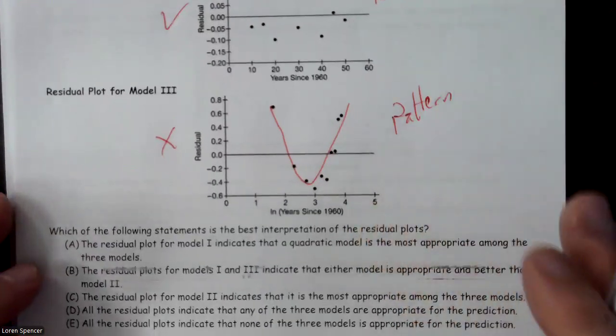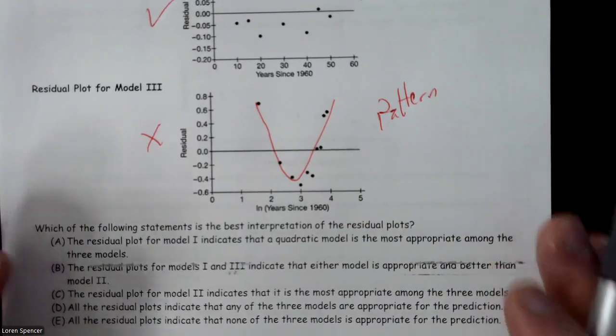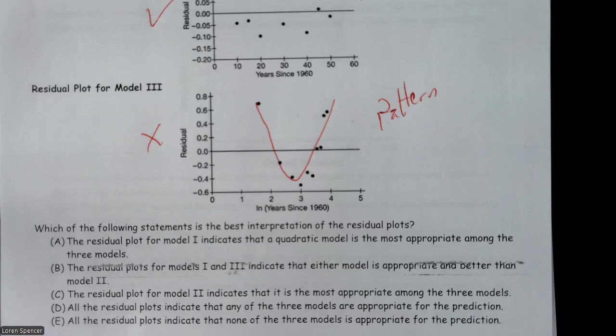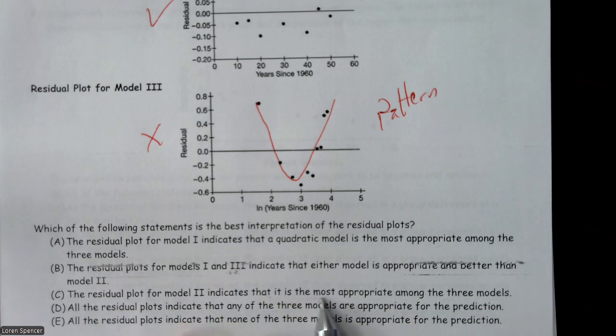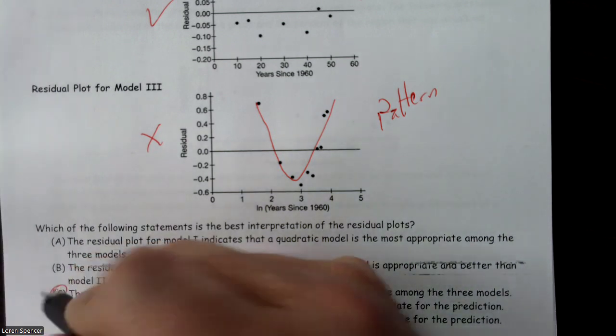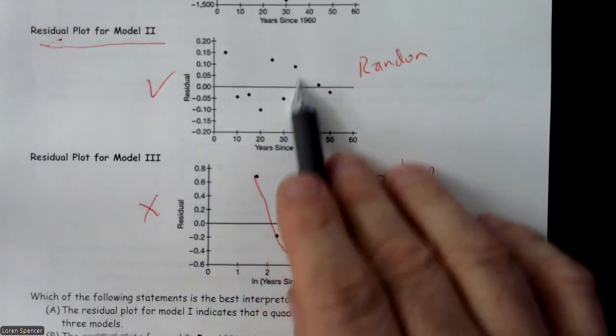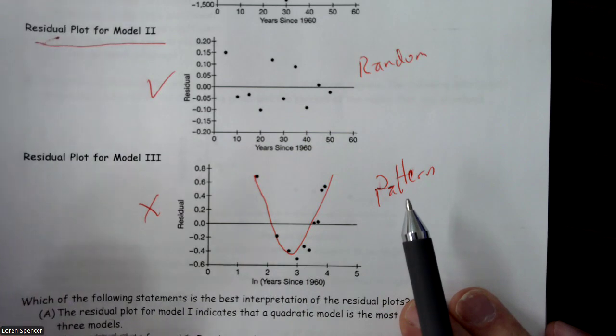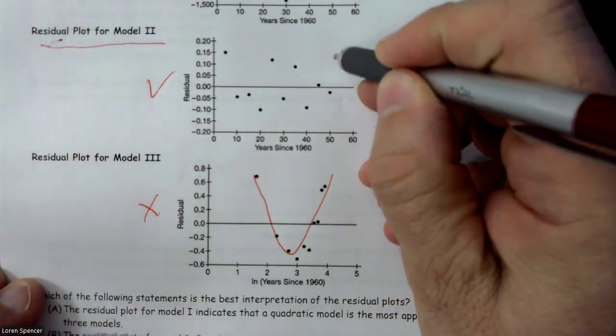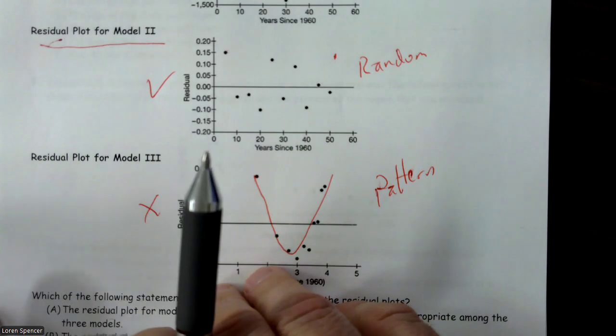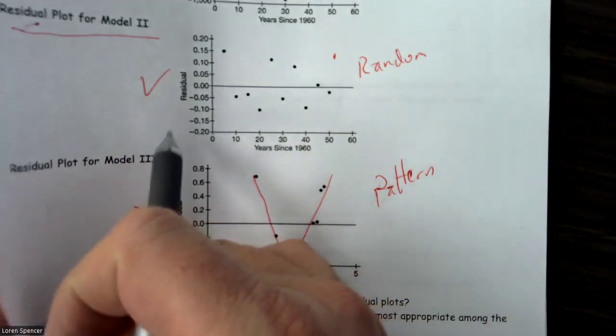So when we're looking at our answer choices for number 9, residual plot 2 is the most appropriate model of the 3 models. That is correct. And the reason why is it's the only one that was reasonably random. So that looks pretty good. I wish I had another point here to balance that one out, but it's reasonably random. All right, number 10.